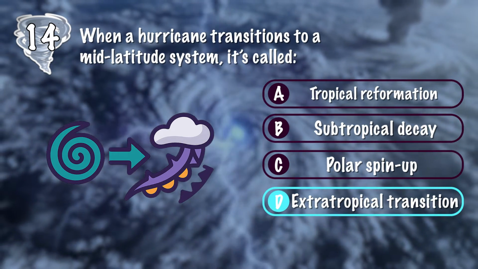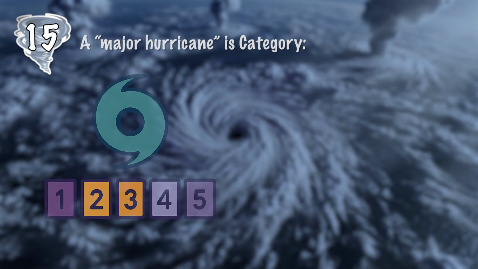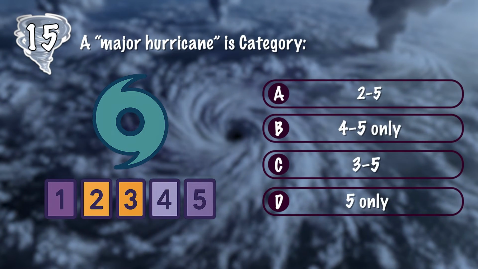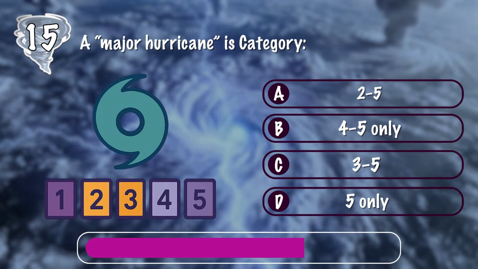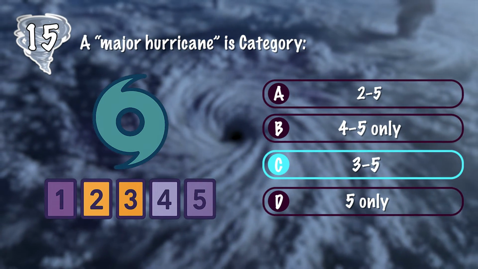correct answer D, extratropical transition. A major hurricane is category correct answer C, 3 to 5.